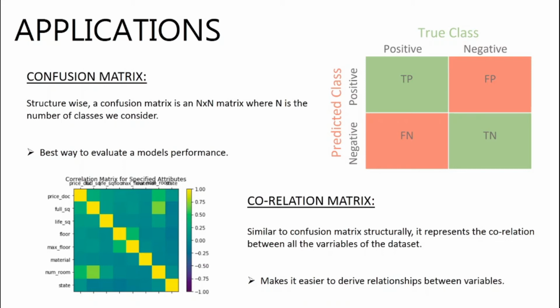Next is the correlation matrix. A correlation matrix is similar to a confusion matrix in structure. It is also an n by n matrix. In this case, we have variables being represented. As we have seen in scatter plots, we have variables versus variables here as well in a correlation matrix. For example, the one given here has various variables. So let's look at one particular comparison in one grid.